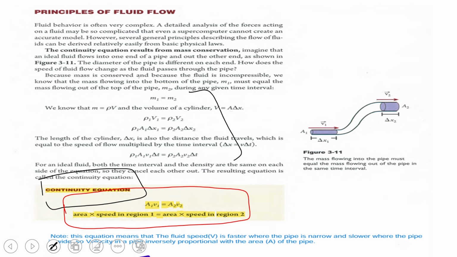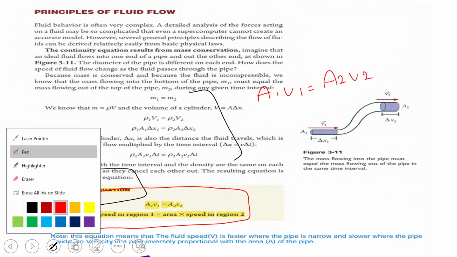Continuity equation, we have this rule: area 1 times speed 1 equals area 2 times speed 2. Let me tell you the meaning of this.